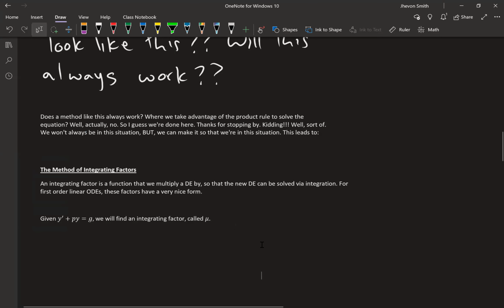Okay, so when it comes to first order linear differential equations, especially the scenario in which it's not separable, this method will work even if it is separable, but it's harder to get it to work if it's separable, so you just do it the separable way. This is called the method of integrating factors.